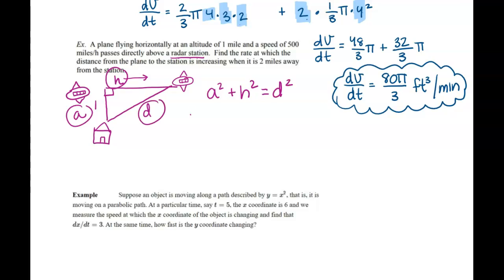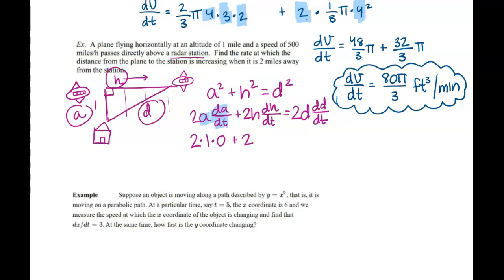So then if we differentiate, we have 2A dA/dt plus 2H dH/dt equals 2D dD/dt. So now let's look for what we know. So 2 is fine. A is 1. dA/dt, well, it's actually a constant altitude, so dA/dt is just 0 because that distance vertically is going to be 1 all the way across.